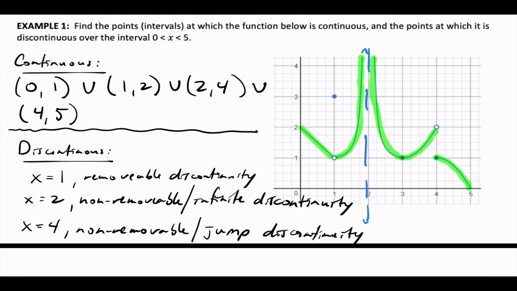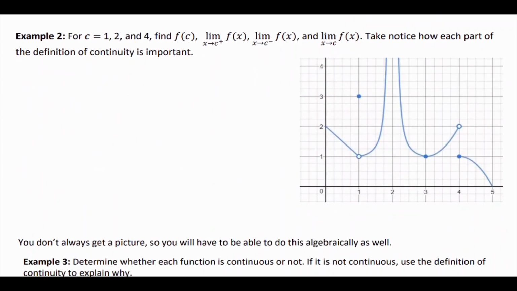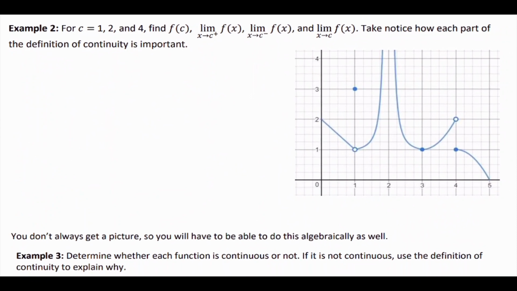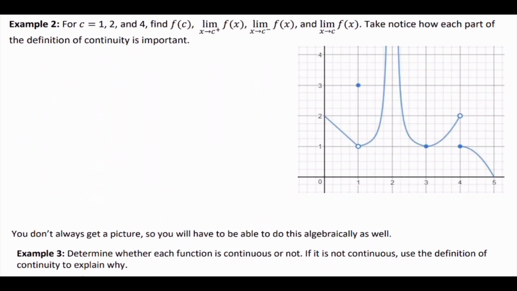All right, so flip it over. Let's see. What we have to do here is figure out for when c equals 1, 2, and 4, it's the same graph that you guys saw in the front. Find the limit from the left, find the limit from the right, and find the overall limit. Okay?